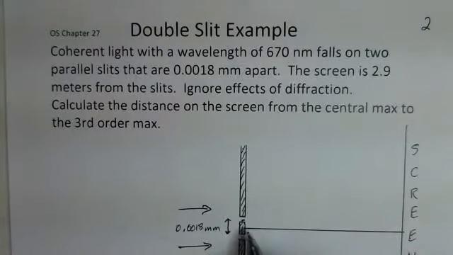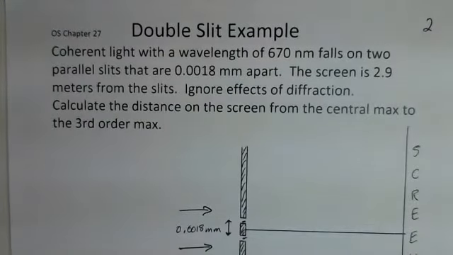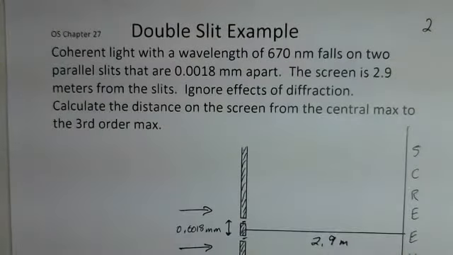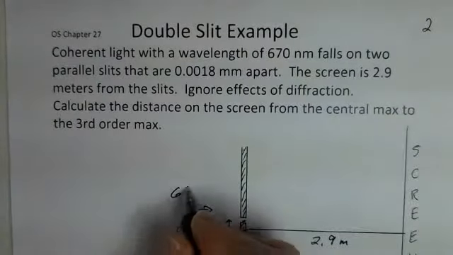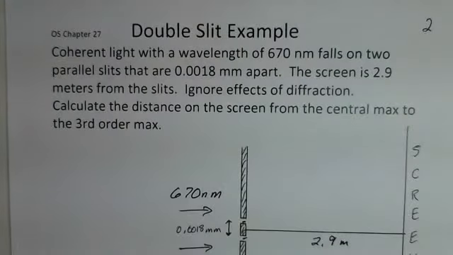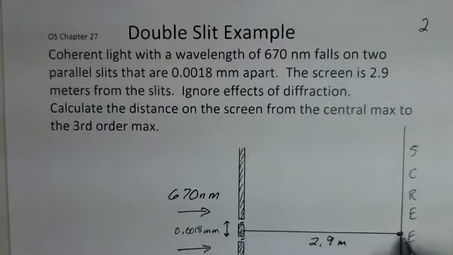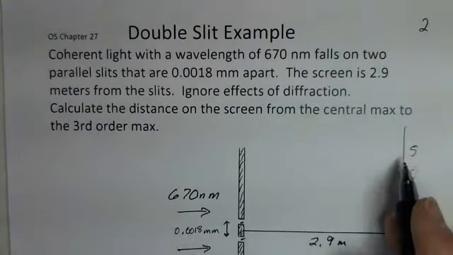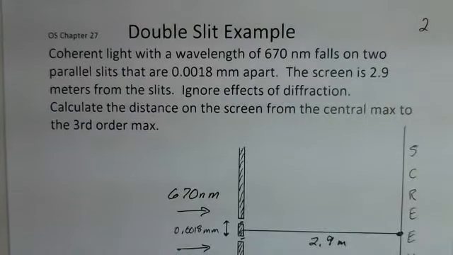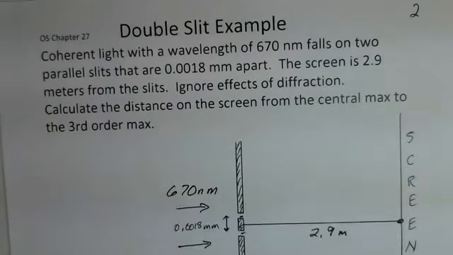The light is coherent, such that we get a peak at the two openings at the same time, or a valley at the two openings at the same time. So it's organized light. We have a screen 2.9 meters away, 670 nanometers for the wavelength, and someone says, calculate for me the distance from the central max, that's going to be right in front of the two slits, out to the third order maximum. What is the distance on the screen out to there?